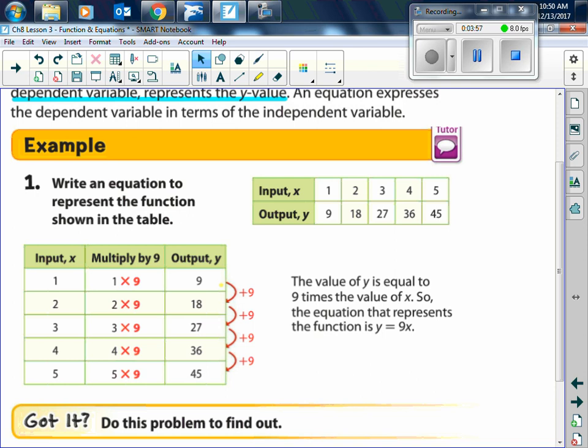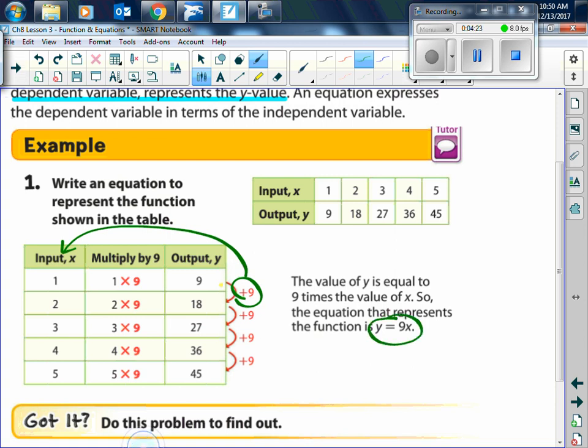Then, what are we going to do with that information? Well, we are going to take that 9, and that 9 gets multiplied by the input. Okay? So, once you multiply that 9 times the x value, you will get the y value. So the equation is y is equal to 9x.